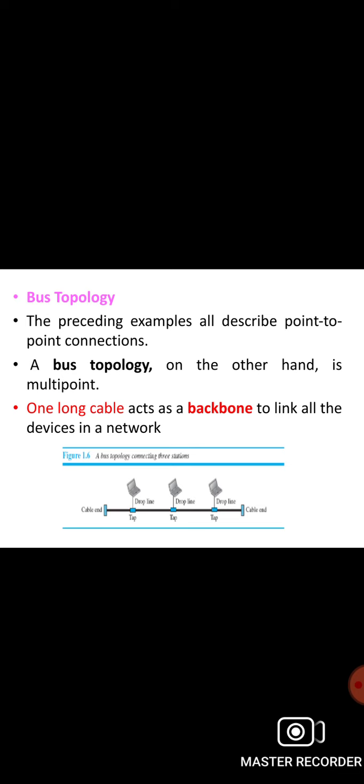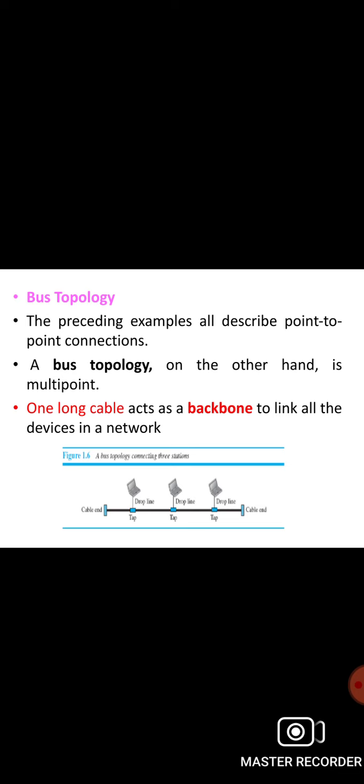Nodes are connected to the bus cable by drop lines and taps. A drop line is a connection running between a device and the main cable. A tap is a connector that either splices into the main cable or punctures the sheathing of a cable to create a contact with the metallic core. As a signal travels along the backbone, some of its energy is transformed into heat. Therefore, it becomes weaker and weaker as it travels further and further. For this reason, there is a limit on the number of taps a bus can support and on the distance between those taps.